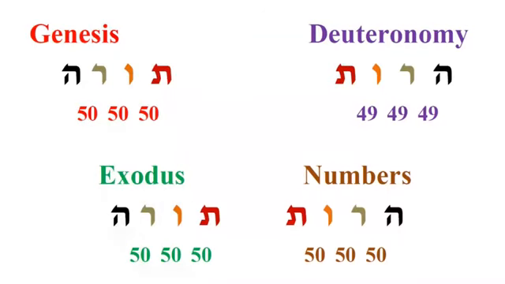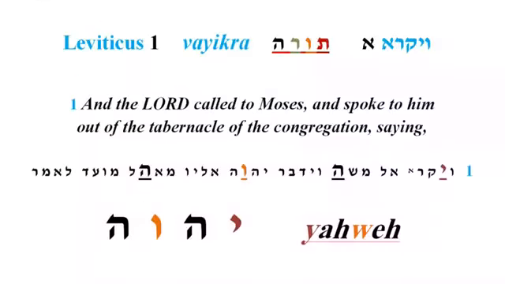But when you look at it in whole, this is what it is. Genesis spells Torah every 50. Exodus spells Torah every 50. Numbers spells it backwards every 50. And Deuteronomy spells it backwards every 49. And what would be in the center there is Leviticus. And what does he do in Leviticus? He doesn't spell out Torah. Instead, he spells out Yud, Hey, Vav, Hey.